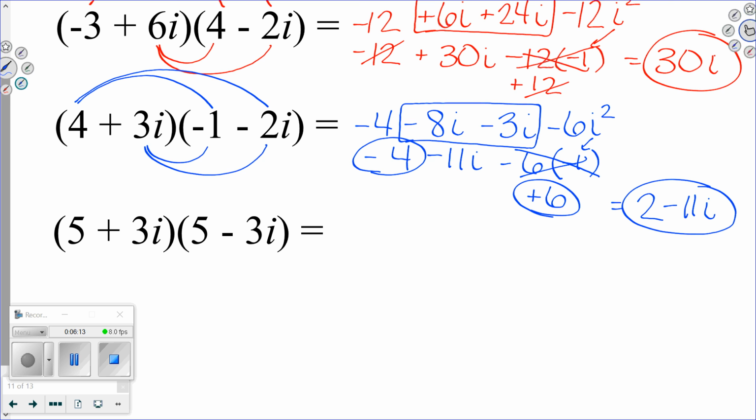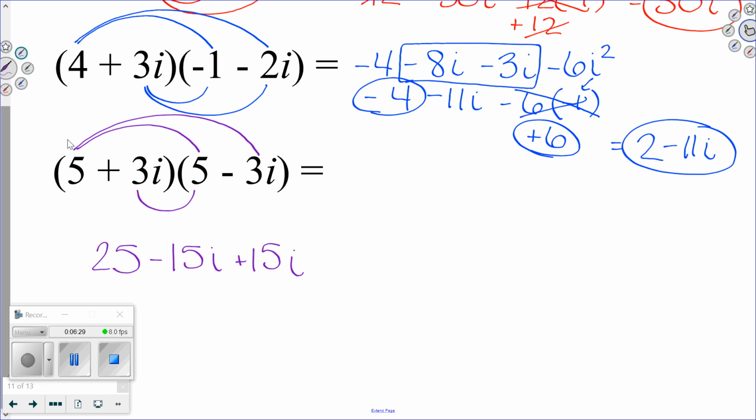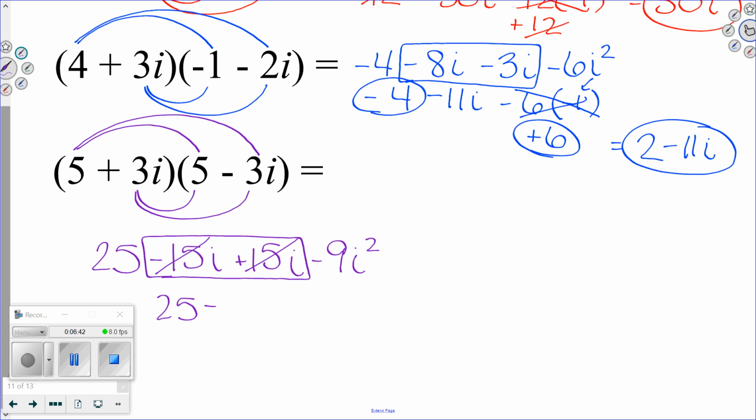All right, why don't you guys go ahead and do this last one for me. All right, let's see who was right and who was wrong. So distributing, 5 times 5 is 25. It gives me negative 15i plus 15i and negative 9i squared. What happens to your like terms? Those cancel. Those are opposites. So then I have 25 minus 9 times negative 1, which makes that plus 9. So 25 plus 9.